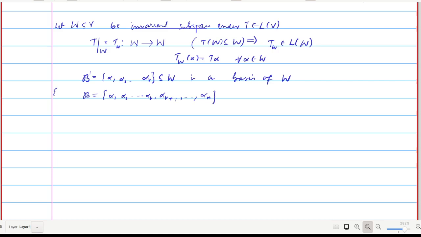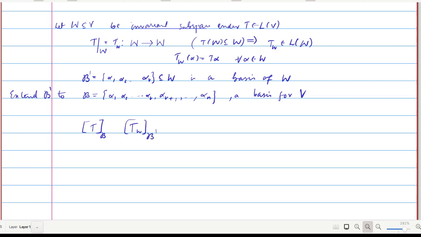That means extend B prime to be a basis for V. Okay, now we will consider the matrix representations of these two linear transformations, T with respect to B and TW with respect to B prime. Okay, this is our idea.